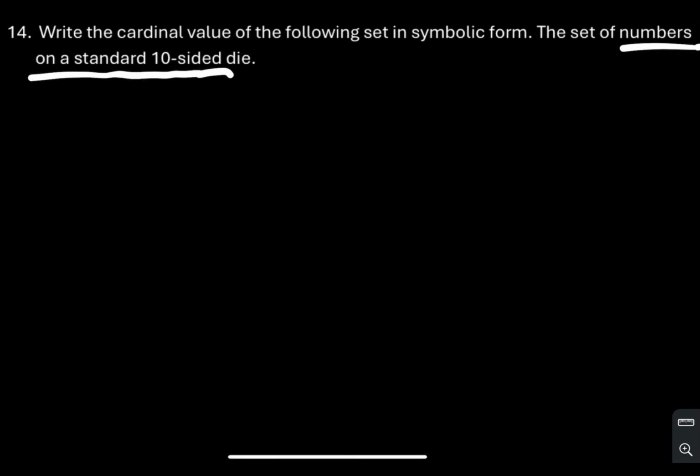If you don't know the set name, you can represent the cardinal value of that set with absolute value brackets, and then write the cardinal value in between those brackets. So here it's 10, so the cardinal value would be written like this: absolute value brackets and then 10 in between those. So that's going to be your answer.